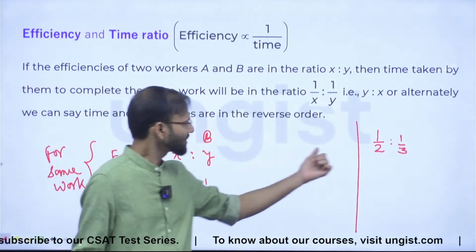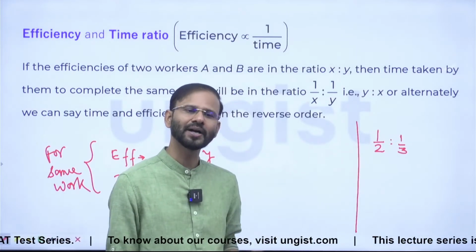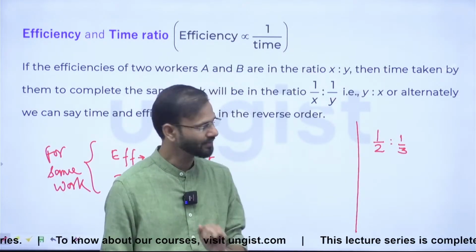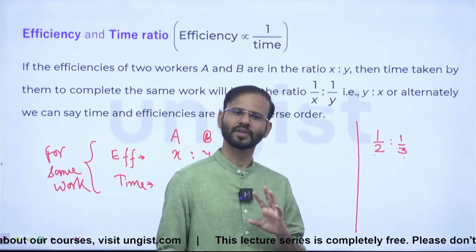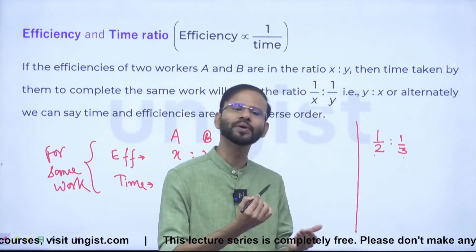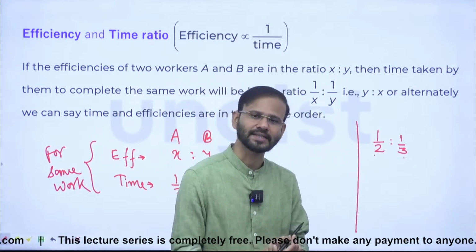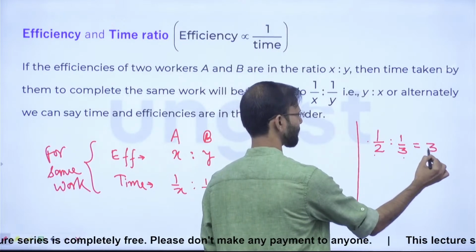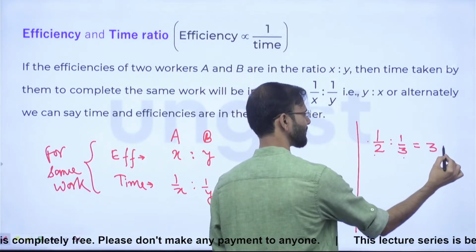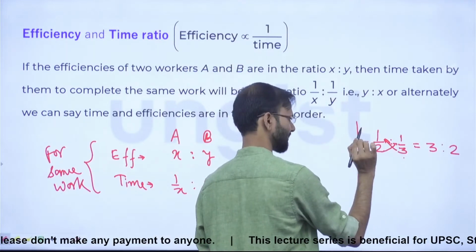Here, you just have to multiply a constant to both the terms so that the denominator part gets cancelled. What will be that number? That number will be 2 into 3, or you can say the LCM of 2 and 3. The LCM of 2 and 3 is 6. If you multiply this number with 6, you will get 3. If you multiply this number with 6, you will get 2. Actually, this is the cross multiplication of the things.